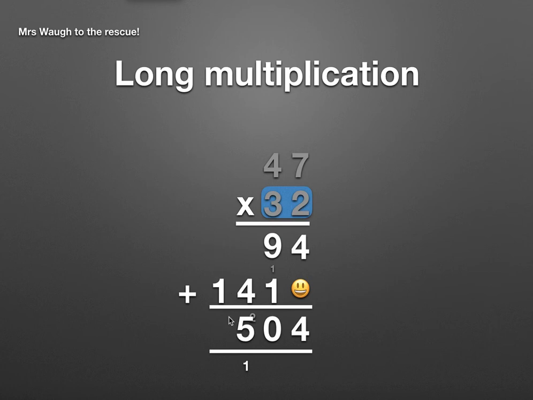And finally you've got 1 with nothing above it and no carry below it. So 1 and nothing is 1. And there you have your final answer.